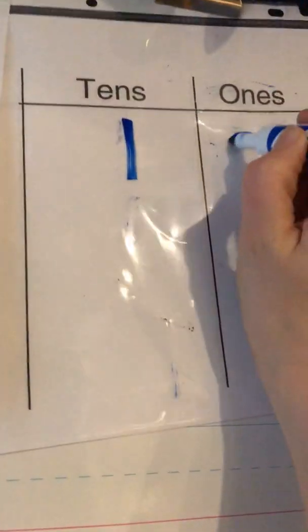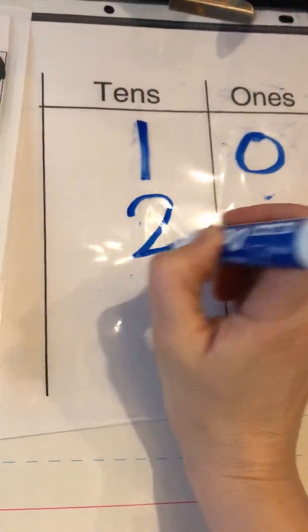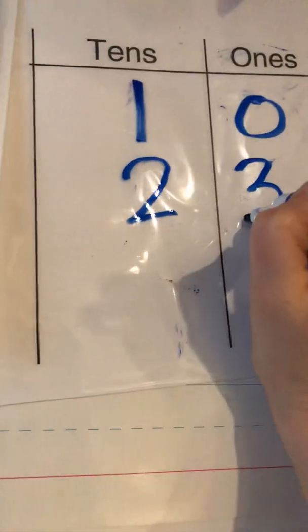For example, the number 10 has 1 ten and 0 ones. The number 23 has 2 tens and 3 ones. A minute ago, we counted that I had 27 straws. That was 2 tens and 1, 2, 3, 4, 5, 6, 7 ones. That was 27.